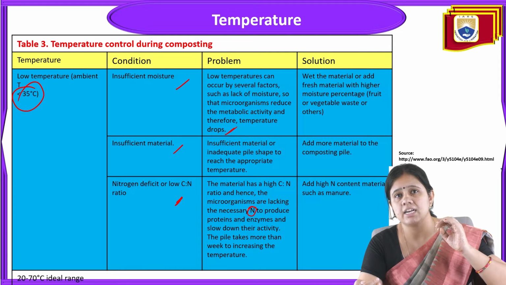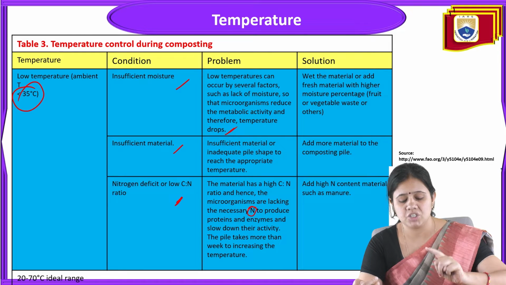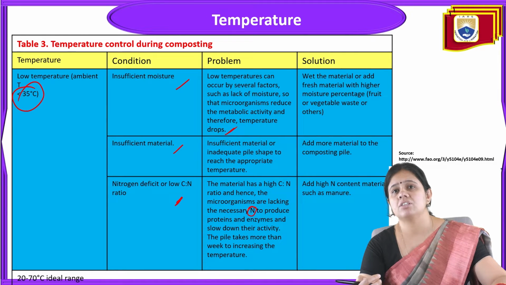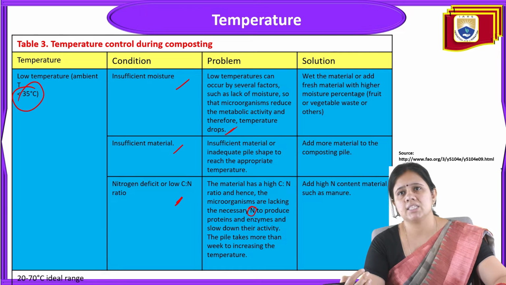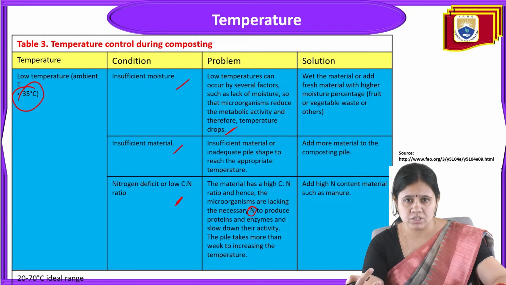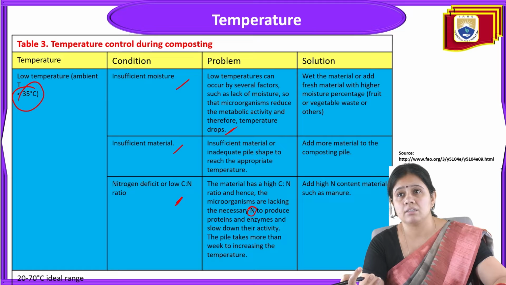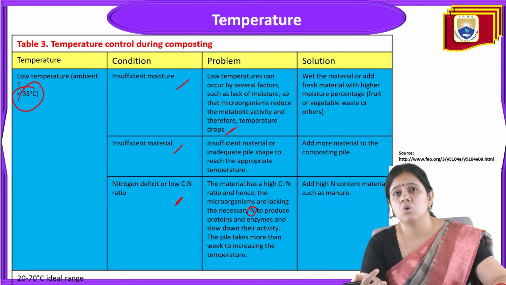So if it is less than 35 degrees Celsius, three types of condition can occur: insufficient moisture, insufficient material, nitrogen deficit or low CN ratio. Everything is connected because of microbe activity. In all these conditions, if insufficient moisture is there, we should add some fresh materials like vegetable waste. If insufficient material is there, we should add some more material to the compost pile. If nitrogen deficit or low CN ratio is there, then add some high nitrogen content materials like manures.